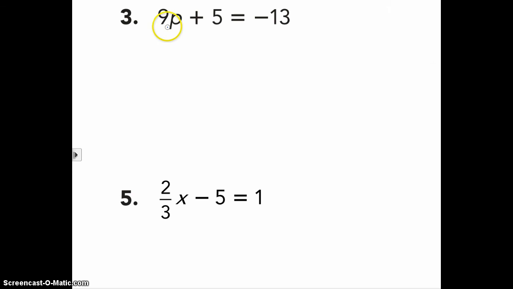Alright, in this example, here's our variable, the letter p, and I have an addition hooked onto it and a multiplication. I've got to get rid of those things using my inverse operations. I have negative 13 minus 5, which gives me negative 18. If you have any trouble with that, go back and look at your integer rules to remind yourself how that works. And I bring down the 9p.